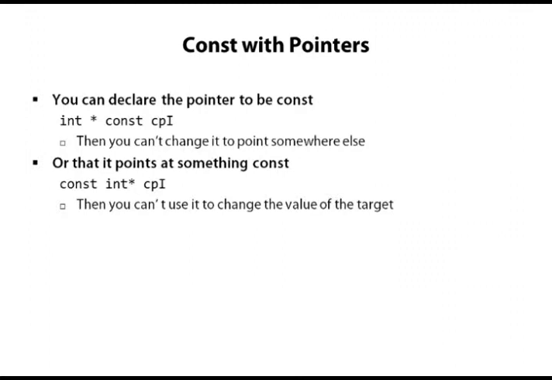Or you can say that it's pointing to something const. Then star CPI is const. And you can't say star CPI equals 7. You can't use the pointer to change the value of that const integer. As you can imagine, if you take the address of a const integer, you better put it in a const integer pointer saying, I'm pointing to something const.